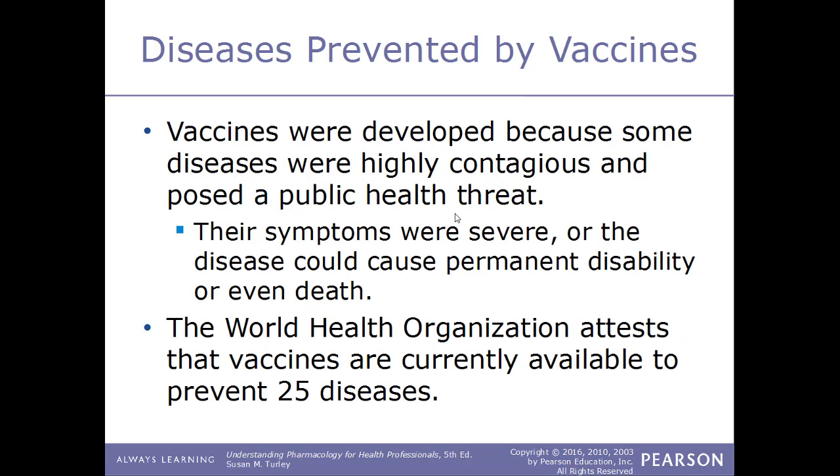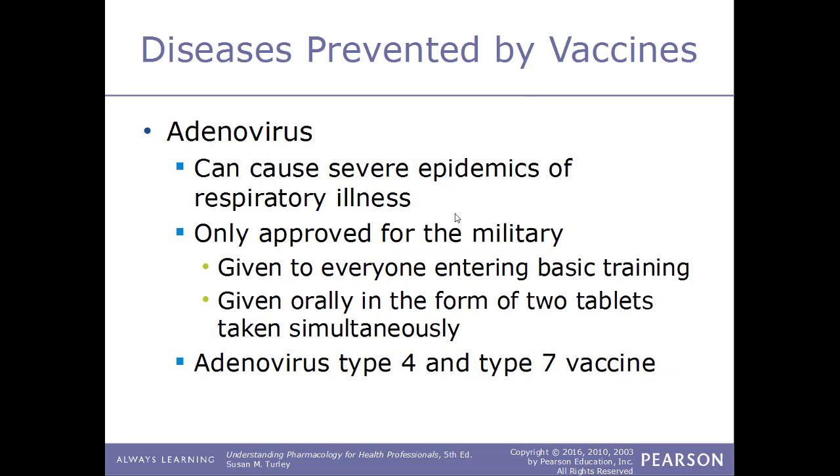Vaccines were developed because some diseases were highly contagious and posed a public health threat. Their symptoms were severe, or the disease could cause a permanent disability or even death. The World Health Organization attests that vaccines are currently available to prevent 25 diseases, and we'll go over some of those next. One example, adenovirus. This can cause severe epidemics of respiratory illness, and this is only approved for use in the military. It is given to recruits who enter basic training, orally in the form of 2 tablets that are taken at the same time, and these contain adenovirus type 4 and type 7 vaccines.